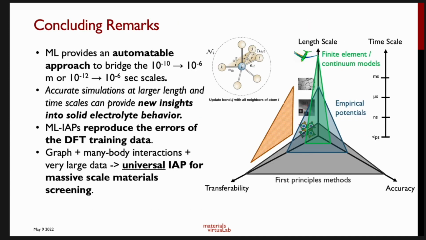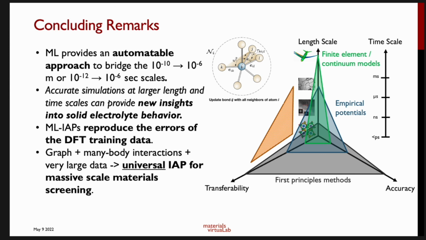All right, to conclude, I just want to say that machine learning provides an automatable approach for us to bridge that length and time scale between your first principles methods and empirical potentials. Now, the key word here is that they do it in an automatable way. In other words, this is no longer the old days where fitting one EAM potential would take the whole PhD, and you could basically use it for one system. We can do an ML potential for any system with higher accuracy within a matter of weeks or months. We can do accurate simulations at longer time scales, and this can provide new insights into solid electrolyte behavior. I didn't talk about the importance of the DFT training data. This will probably be more interesting to people who actually do DFT.